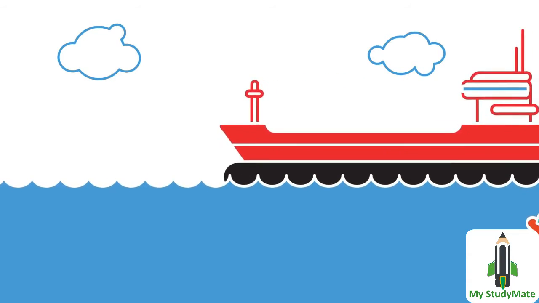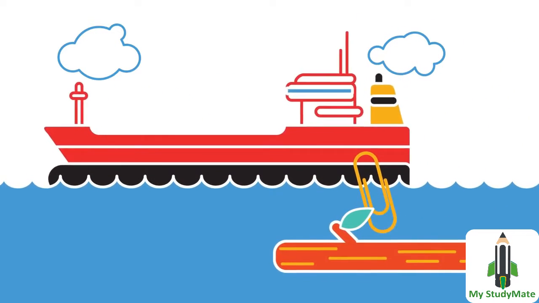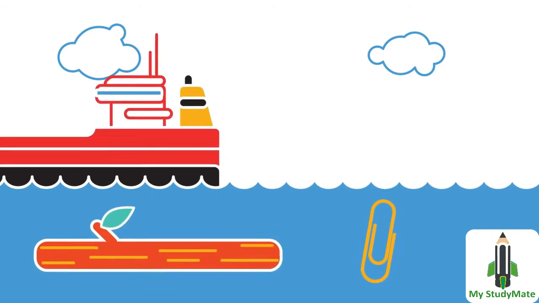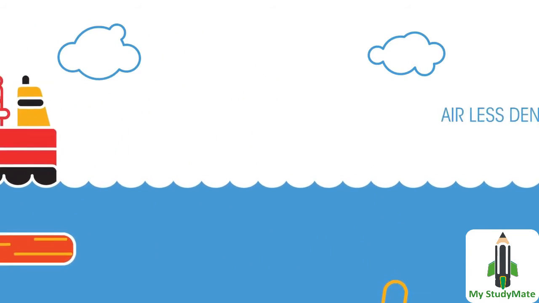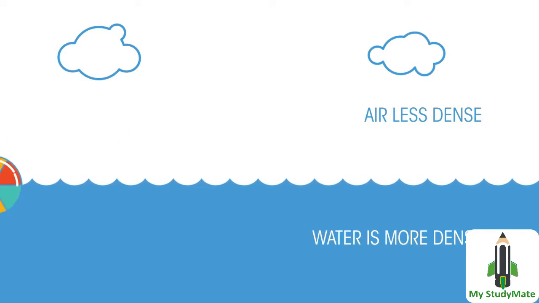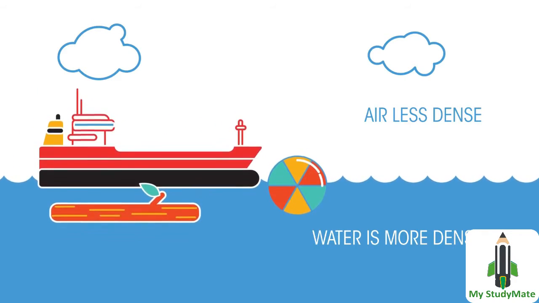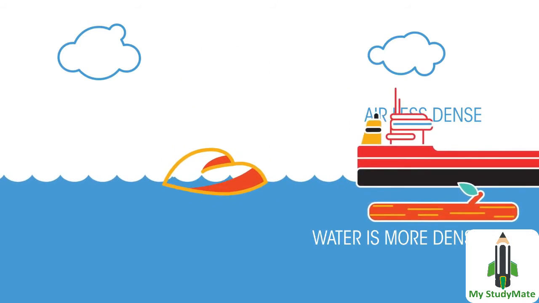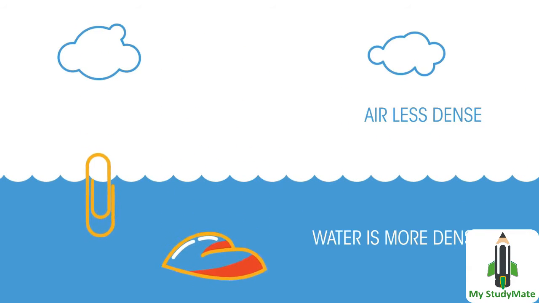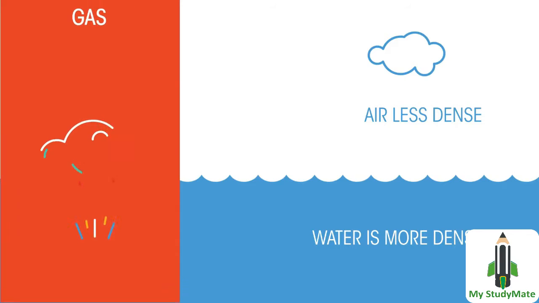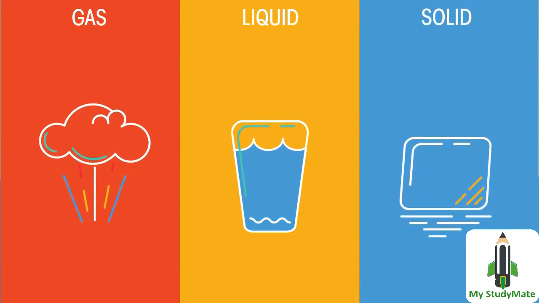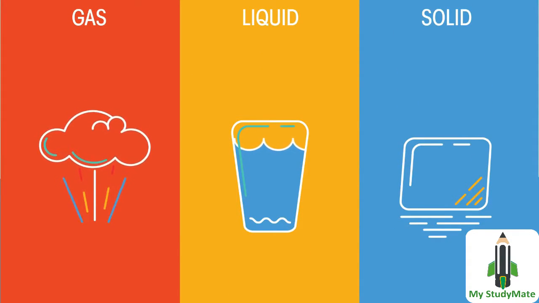Air is less dense than water. The beach ball, boat, and wooden log are also less dense than water. Hence they float. But the pebble and the paperclip are more dense than water and so sink. Don't be fooled into thinking that gases are pretty much always the least dense. Don't be fooled into thinking that liquids are always less dense than solids. This just isn't the case.